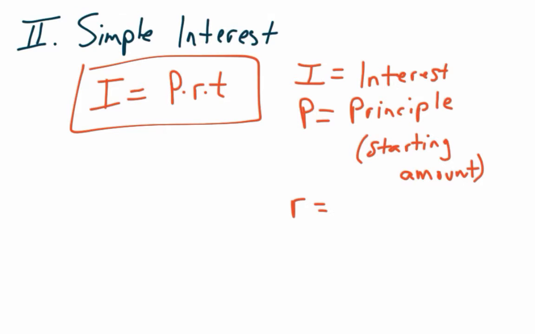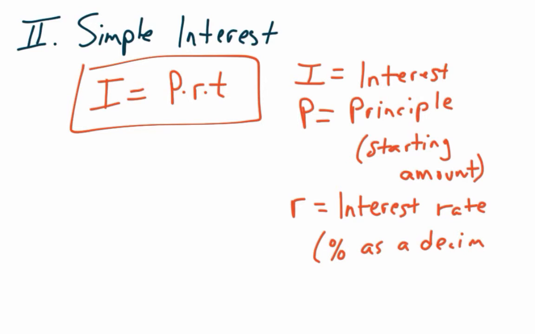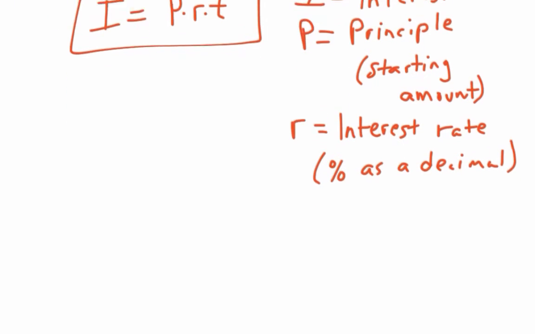Then R is going to be the interest rate. Basically, what percent interest are they giving you or are they charging you? And I'm going to put parentheses below that percent as a decimal. So if you're being charged 4% interest, you'd put in a 0.04 for R.